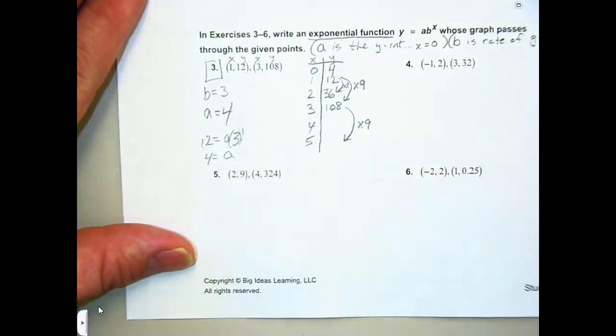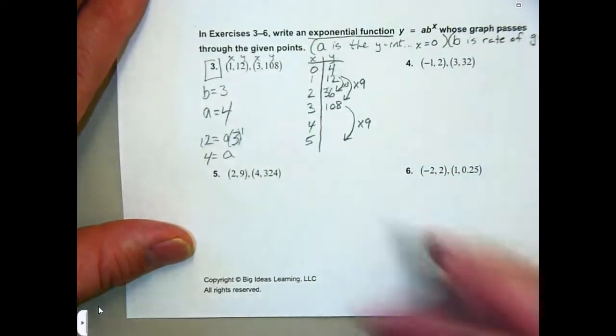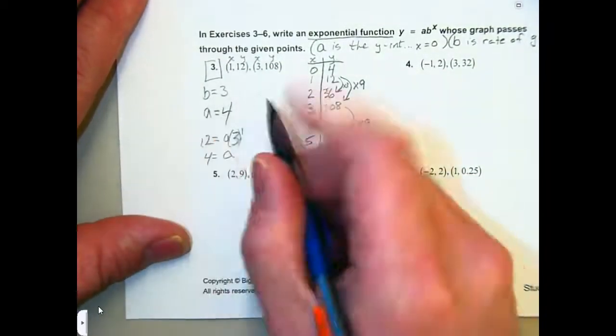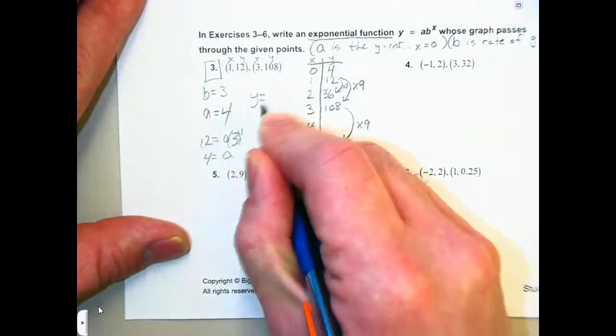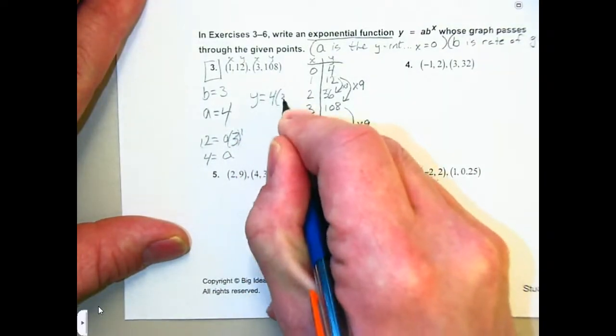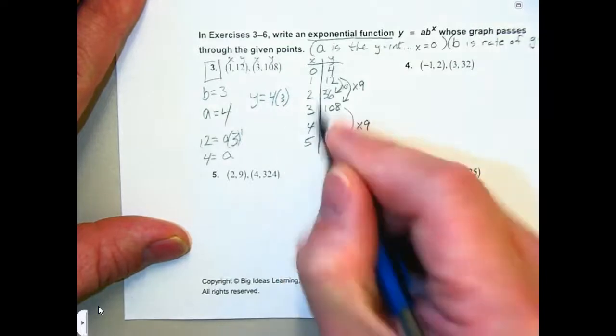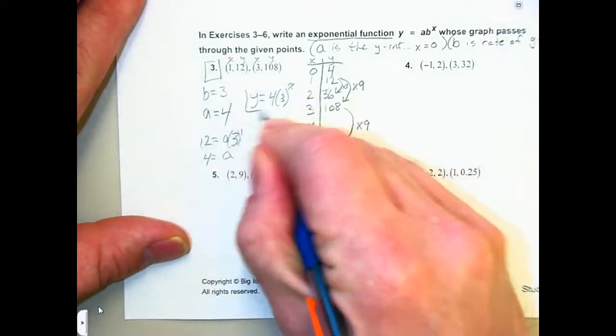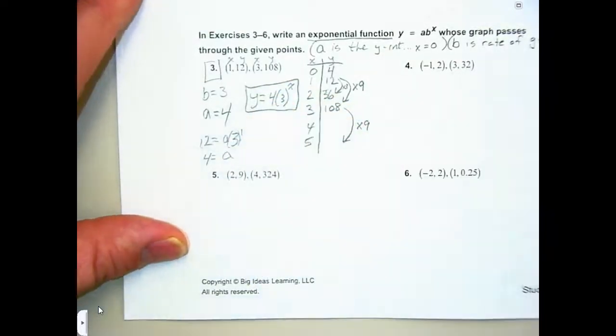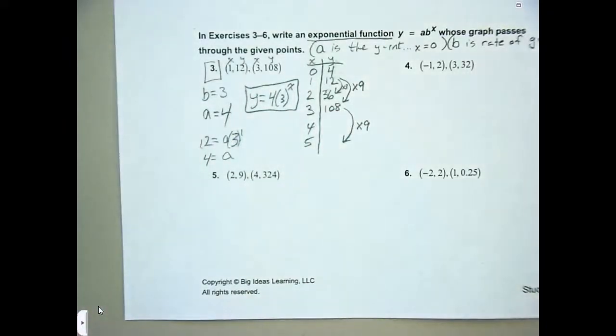You only have one variable. Either way, you find out that A is 4, B is 3. Therefore, my equation is y equals 4 times 3 to the x. All right. There we go.